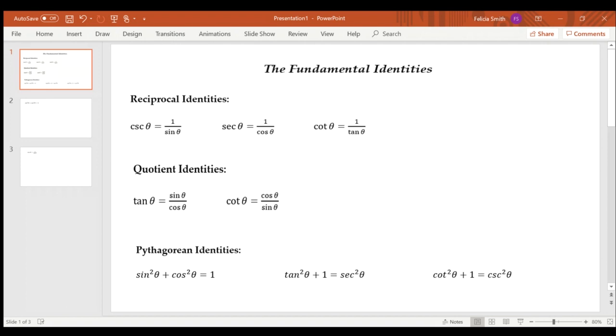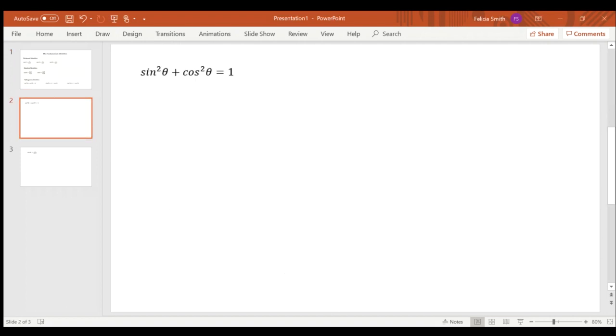We're going to take a look at one of the Pythagorean identities. I'm going to go ahead and start with sine squared theta plus cosine squared theta equals 1. And I'm going to show you how to work with other identities that are on this list so that you can actually produce one of the other two Pythagorean identities. So let's go ahead and take a look at this one.